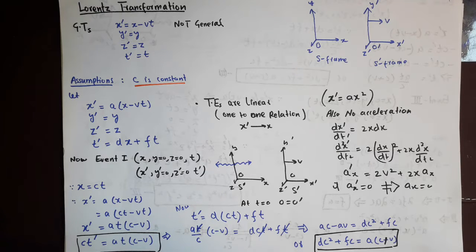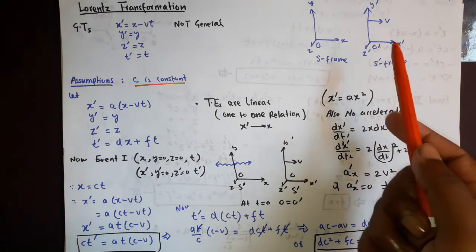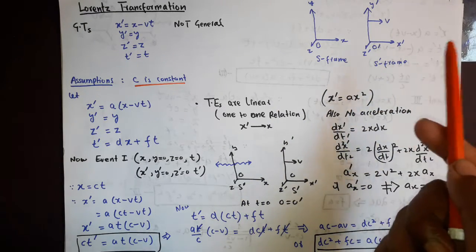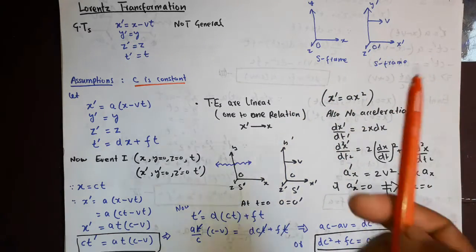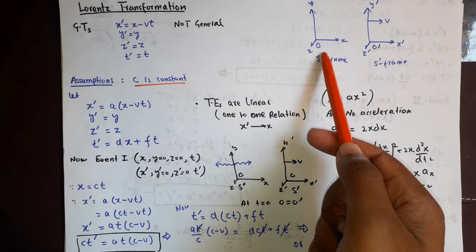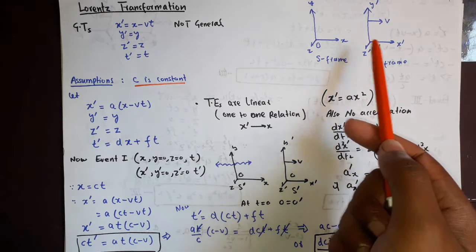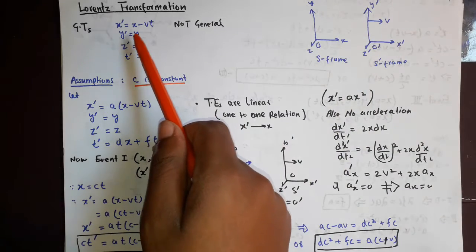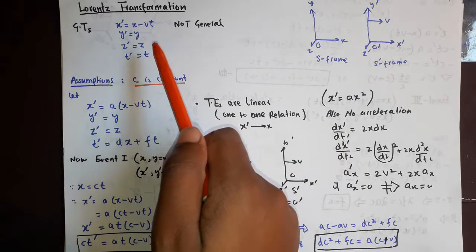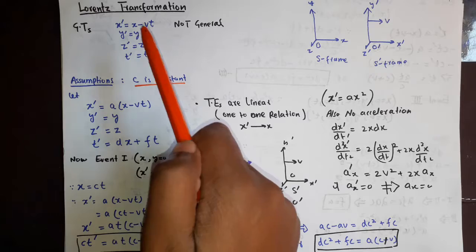So what are basically the transformation equations? If you have two frames S and S prime, and S prime is moving with respect to this frame with some constant velocity, and you have measurements in the S frame, you can shift into S prime and also vice versa. These are basically the Galilean transformation equations which I derived in the second video.